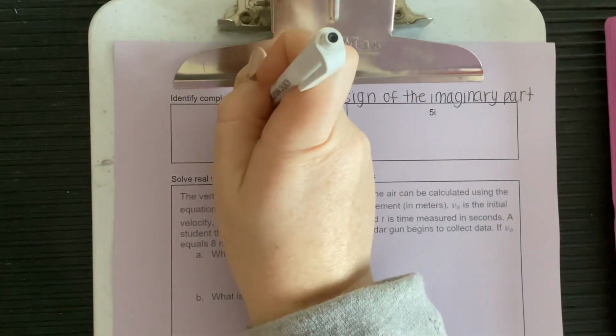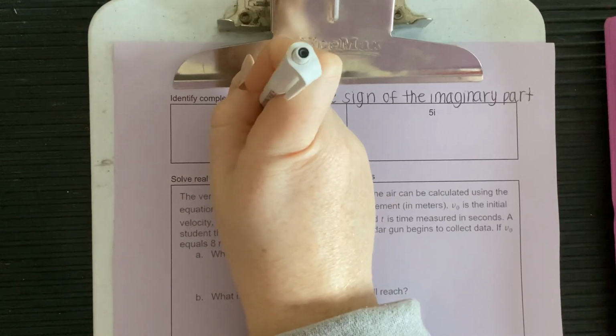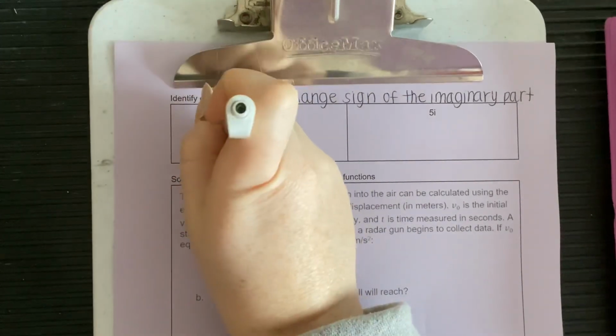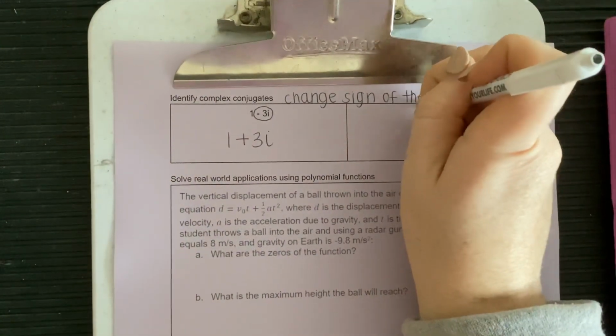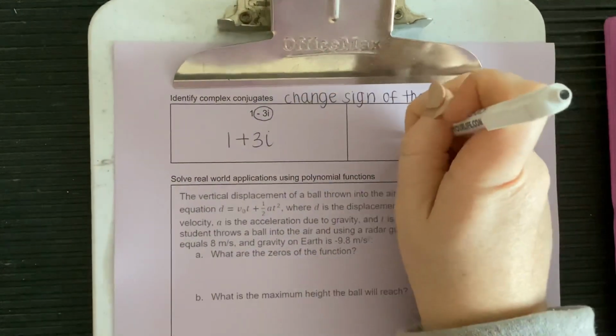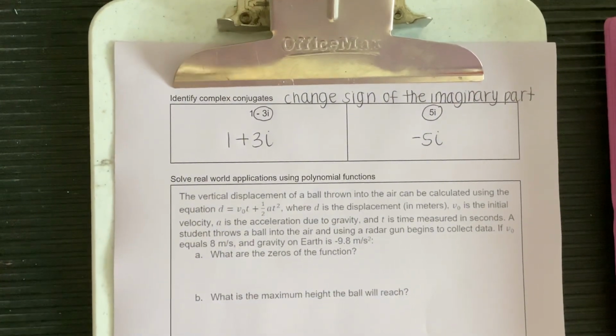So if you have 1 minus 3i, the complex conjugate is just changing the sign of this part right here. So it's going to be 1 plus 3i. If you want the complex conjugate of this, that's changing the sign. This is negative 5i, but never touching the real part. Again, I don't know where you're going to use that, but if you need it, there you go.